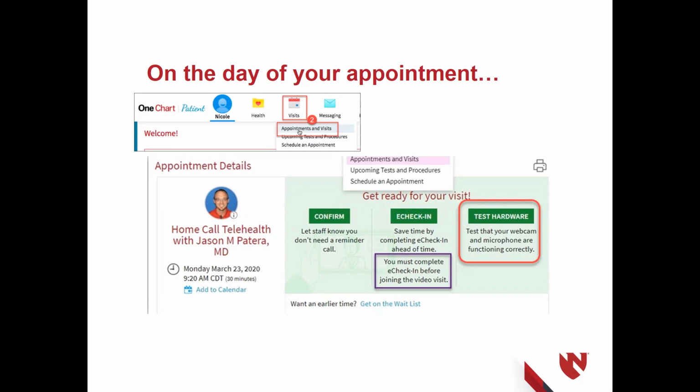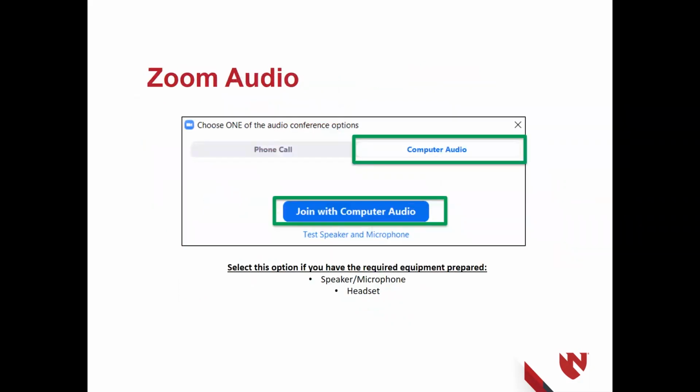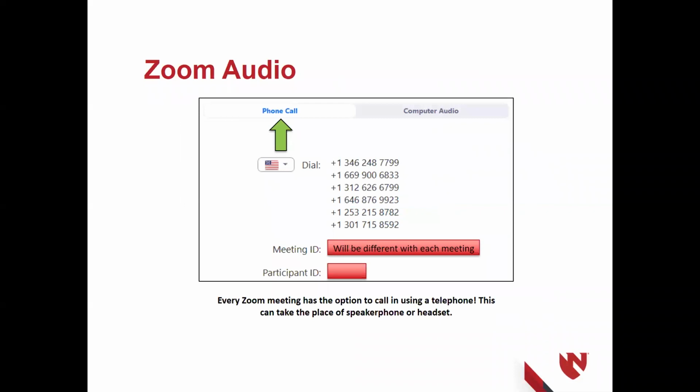Once the meeting has begun, please click through any prompts that may come up. This is likely the first prompt you will see and is in regards to your audio. If you have the recommended equipment, you can go ahead and click Join with Computer Audio. If you have a telephone available, you can toggle over to Phone Call and it will provide you with a phone number to use. You would then be able to hear and be heard by your provider.